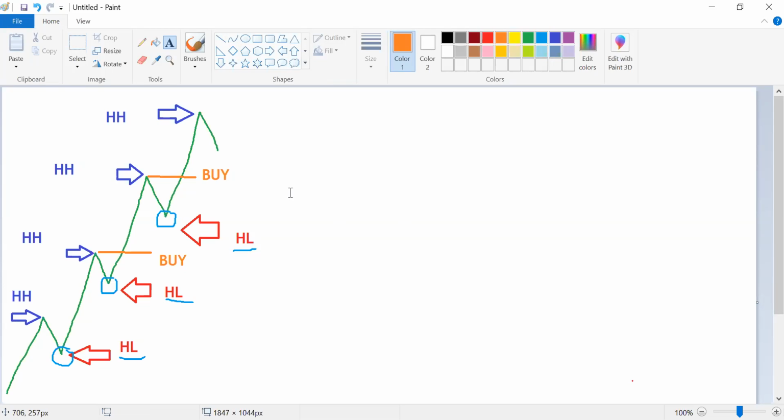Is this clear? Can you type buy clear? Yeah, perfect. So what would be your stop loss, or when would you exit? When your previous swing low is broken.